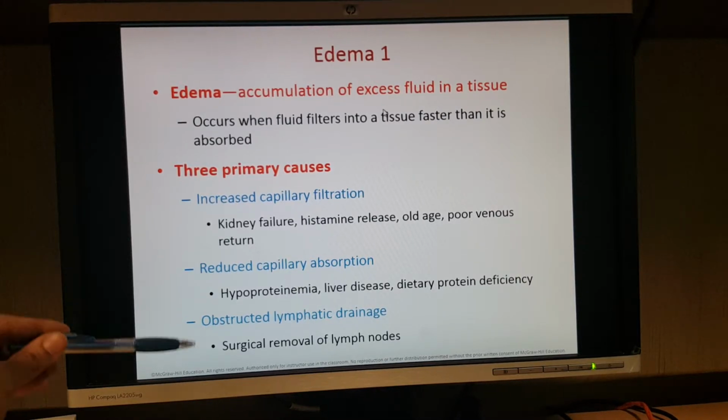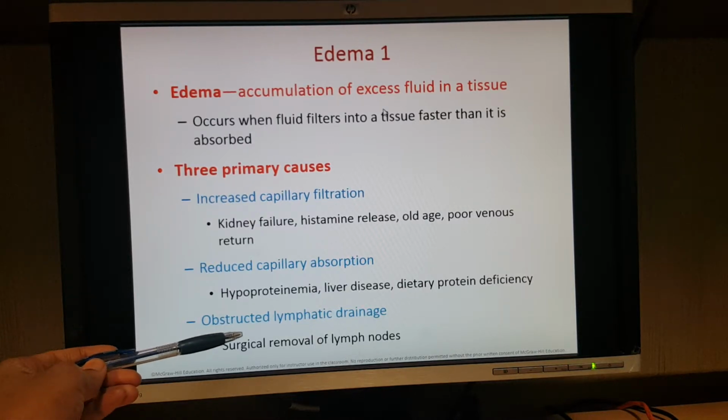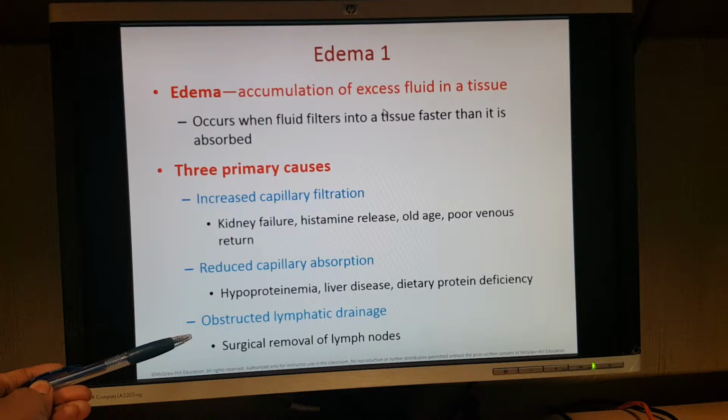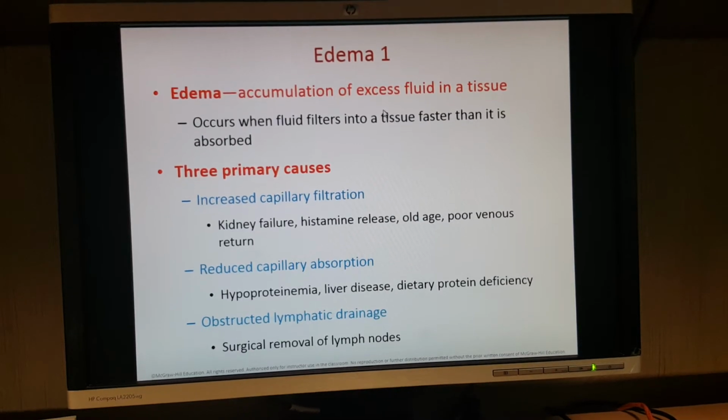Then the last one, your lymphatic system, takes up the last 15% of the fluid that is pushed out of your capillaries. If there's not enough drainage from it, so if something blocks those lymphatic vessels, then you're not going to get that flow of fluid back towards your heart. For example, removal of lymph nodes, or if you've had an extreme infection and they end up getting blocked, then you don't have that full circulation back to your heart from your lymphatic system. That could cause swelling in the body.